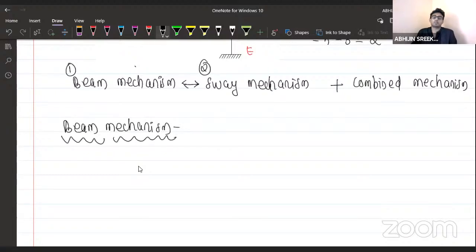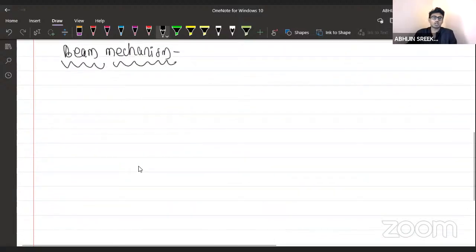This is mechanism number 1. So how to do it? Can you try to find the collapse load for the beam mechanism? I want you people to try this once. Can you draw it for the beam mechanism and calculate the collapse load?